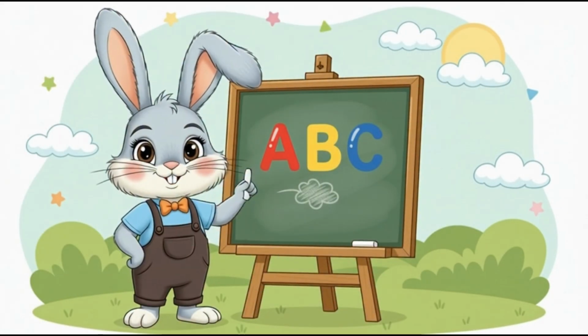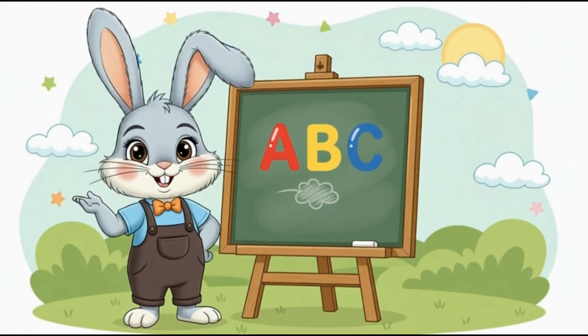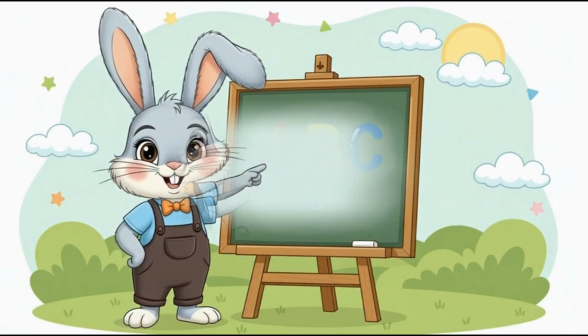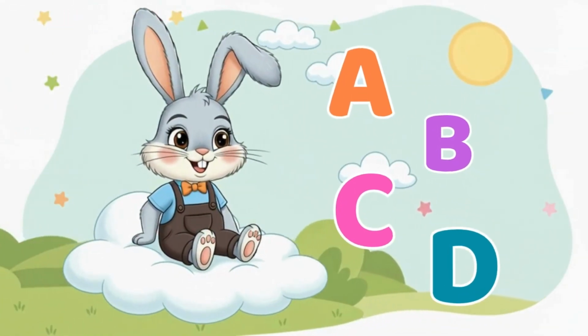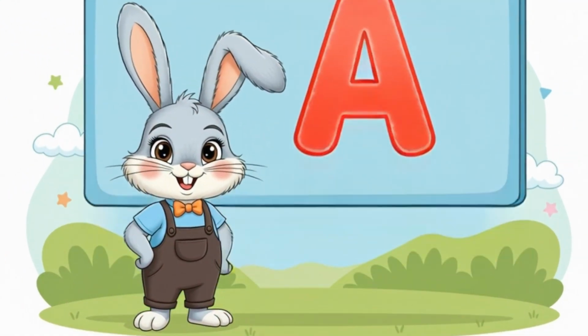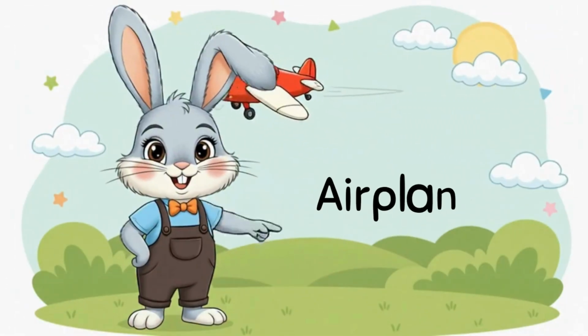Hello, BunBun kids! Are you ready to learn the English alphabet with me? Today, we'll discover letters from A to Z, and each letter has a fun example. Let's start. A is for airplane.